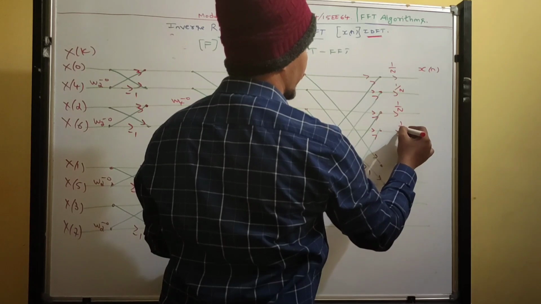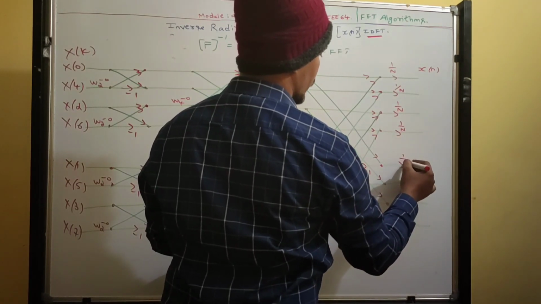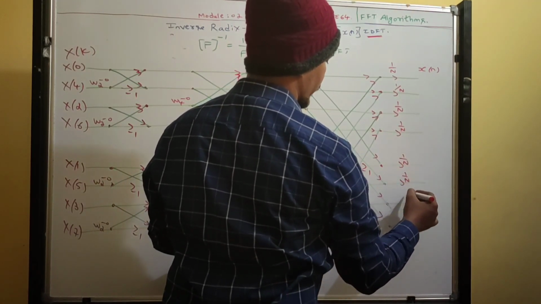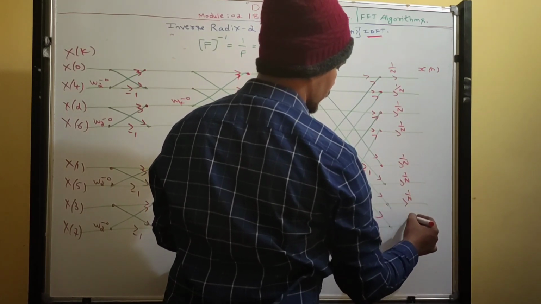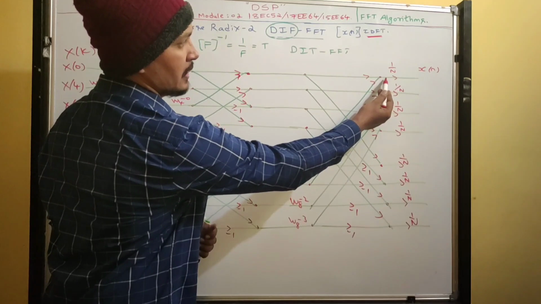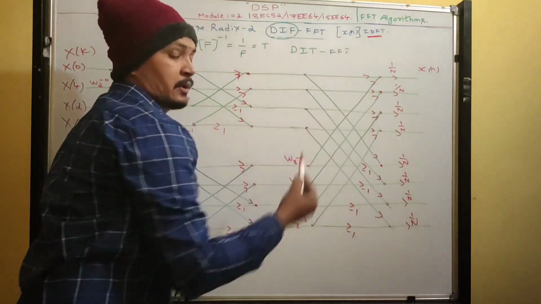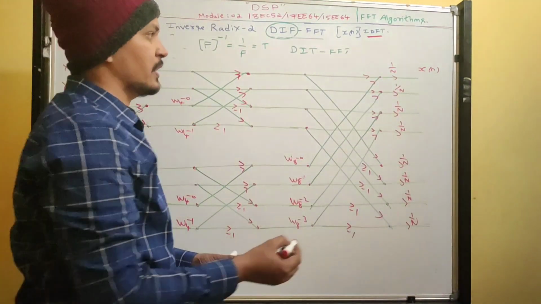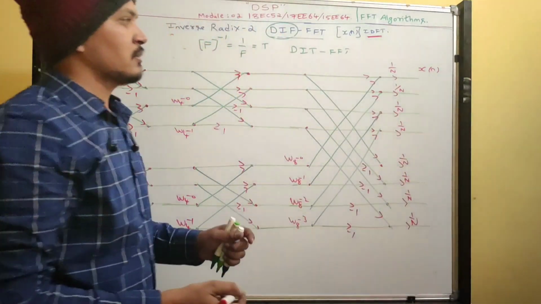Multiply the factor 1 by n. Multiply this factor for each and every line. Whatever output you get here, multiply that output by the factor 1 by n. Then you will get the output x of n.